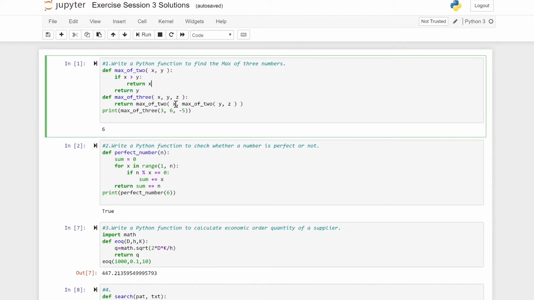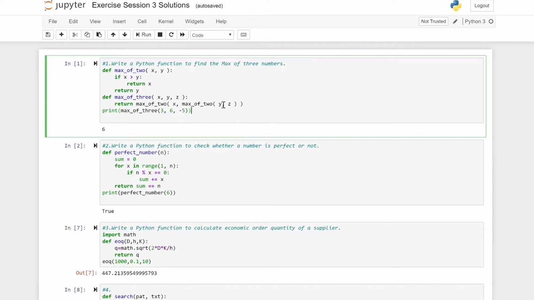Definition of max of 3 function: it returns a function, the previous function, and this function takes one of these values, and max of 2. Let me try to tell you what is exactly going on here. When I call this max of 3 function, x is gonna be 3, y is gonna be 6, z is gonna be -5. This function is going to give the maximum of x, which is 3, and the maximum of y and z.